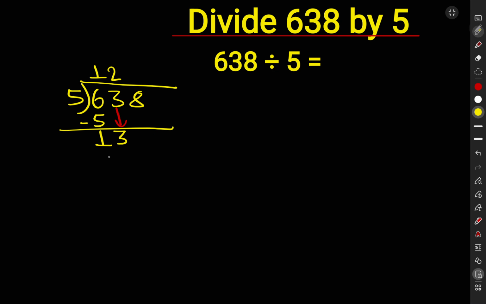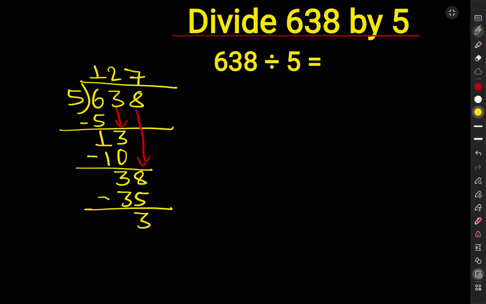5 times 2 is 10. On subtracting, we get 3. So again we put down this 8 and it is 38. 5 times 7 is 35. On subtracting, we get 3.